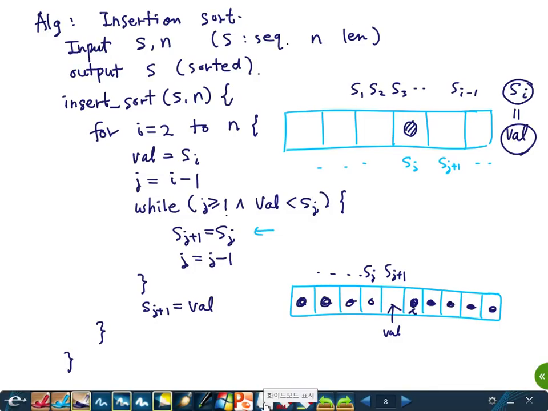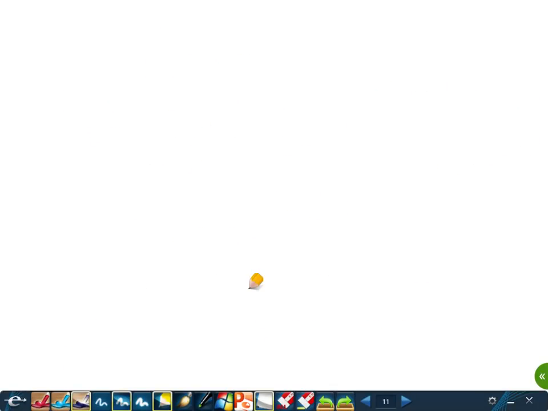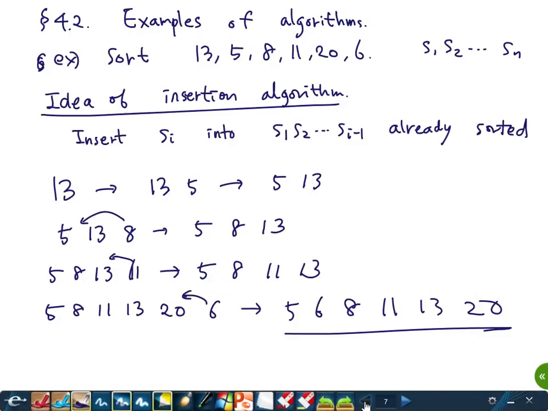I'm going to explain this using the example that we already saw. So let's do this. Let me explain this algorithm again using the example that we saw. 5, 8, 11, 13, 12, 20, and 6. At some point, we inserted 6 there, if you remember, right? We inserted 6 at the last stage. Let me explain this using the algorithm.